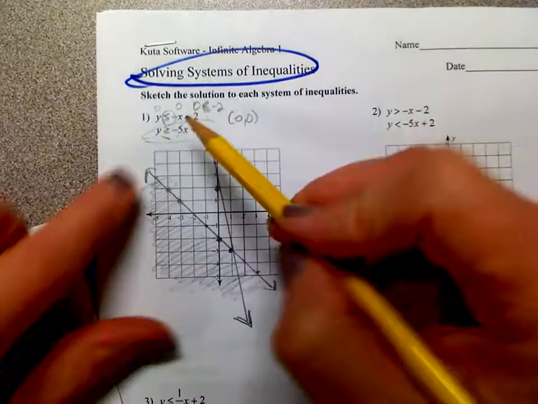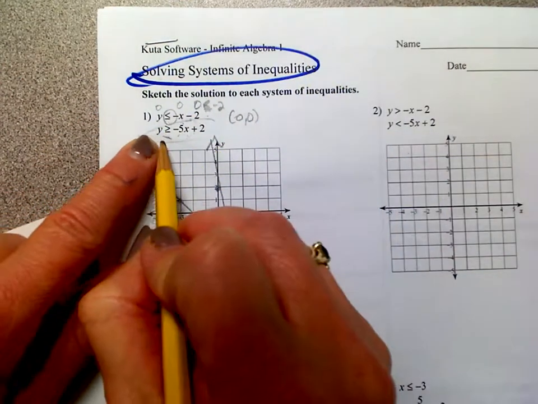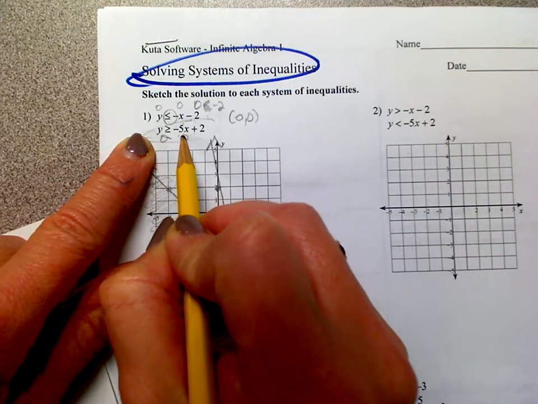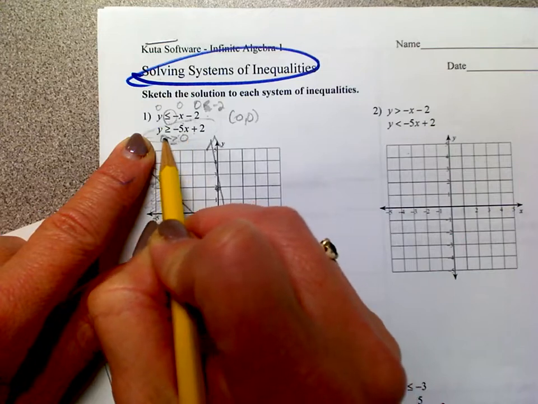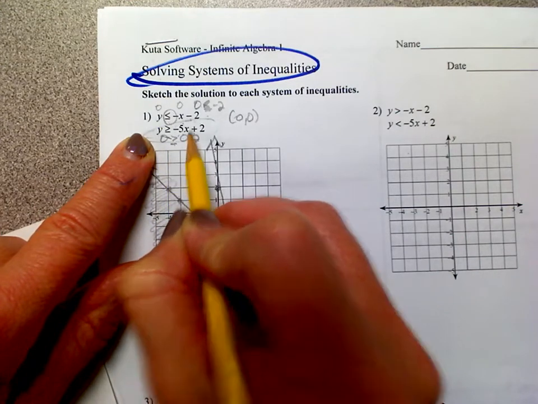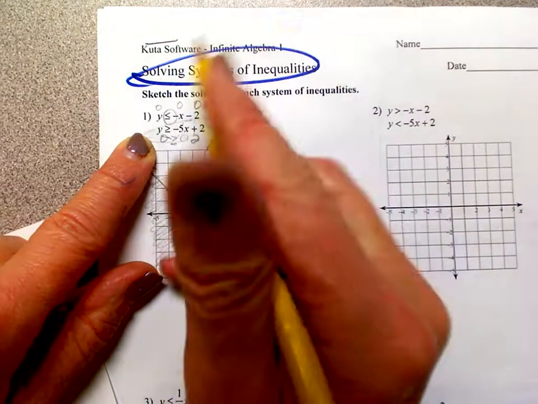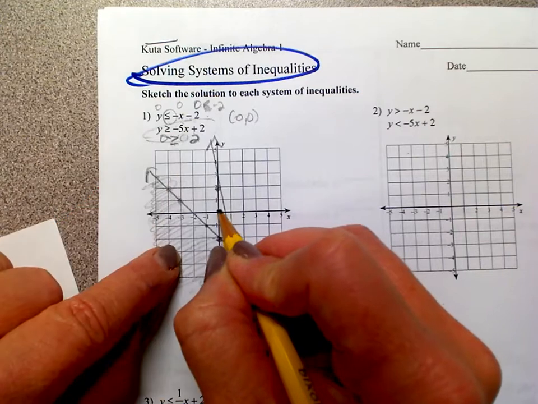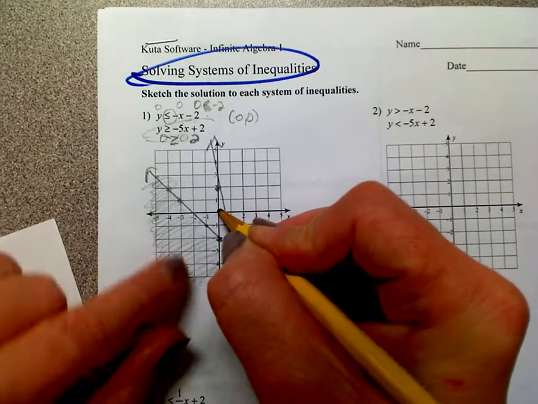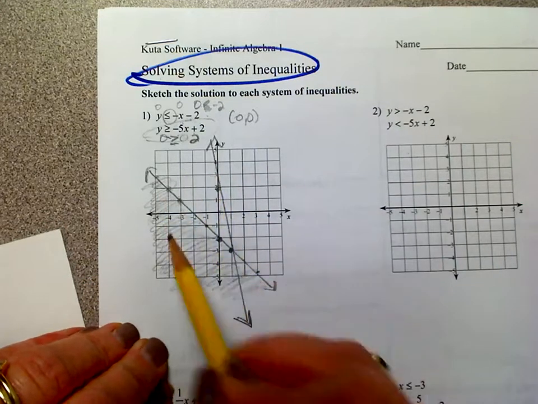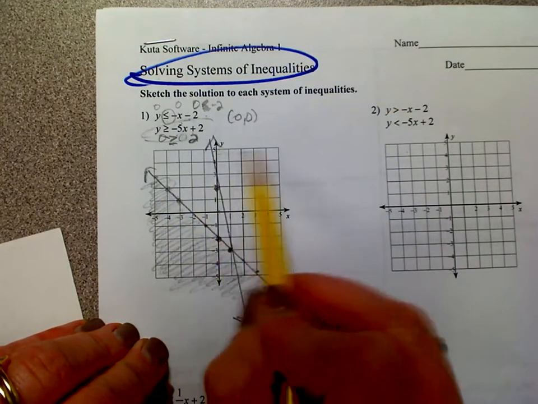Now I need to see what the solutions are to this one. So if I put in (0, 0), 0 for y and 0 for x, that term goes away. 0 is greater than or equal to 2. That's what that's saying. So you're saying is 0 greater than or equal to 2? No, that's false. So (0, 0) is not a solution for this line here. So I do not want to shade this way. I want to shade this way.